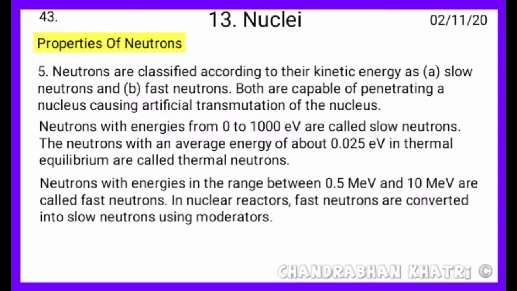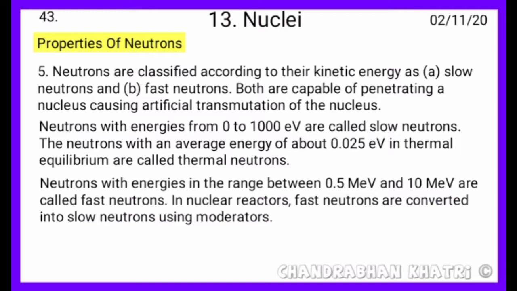Fifth point, neutrons are classified according to their kinetic energy as A, slow neutrons, and B, fast neutrons. Both are capable of penetrating a nucleus, causing artificial transmutation of the nucleus.